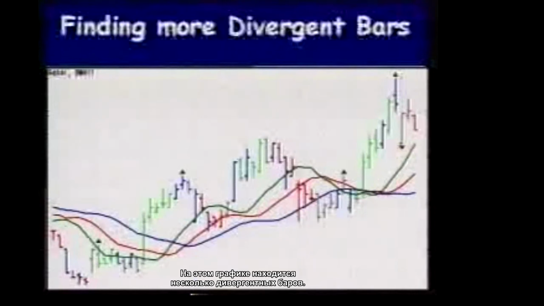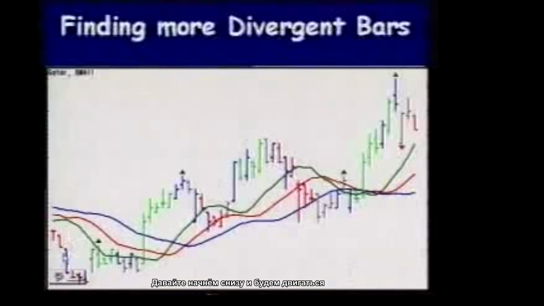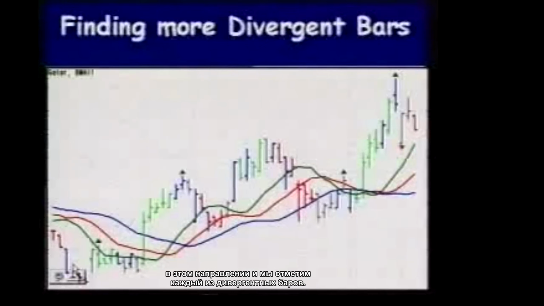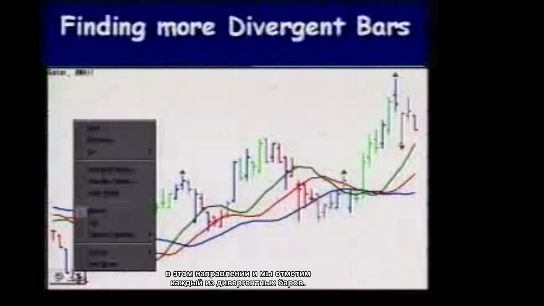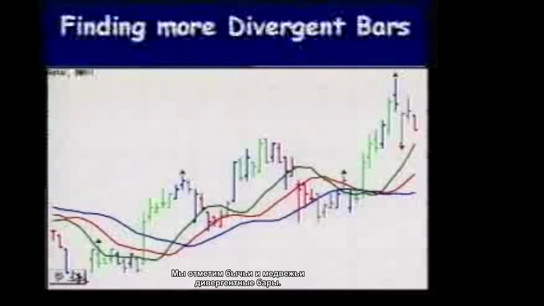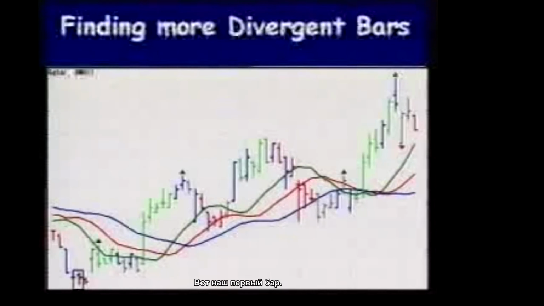Now there are a number of them on this chart, and let's start over here at the end, and we'll go down this direction and see. We'll mark them each one. What we want to do is mark the bearish and bullish divergent bar. Here's our first one. It's also a squat bar, notice, and notice the bar just to the right of that. That's also a bullish divergent bar. Now we're coming up and we keep going.